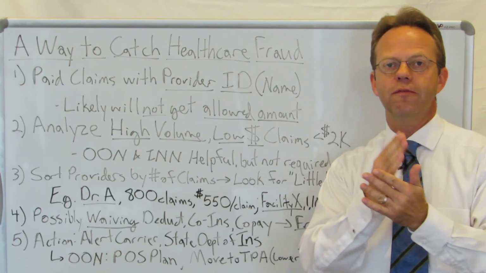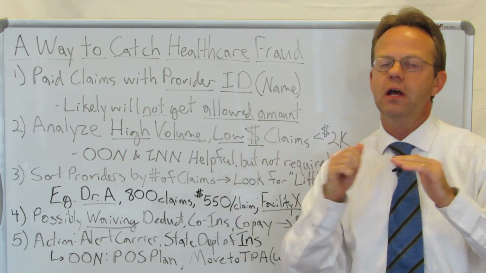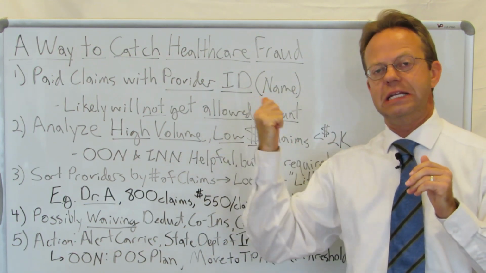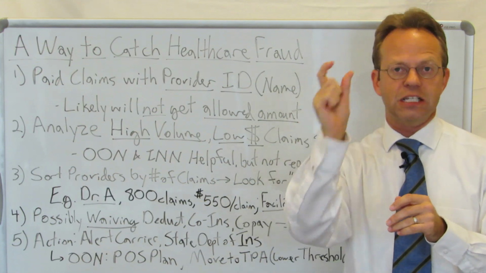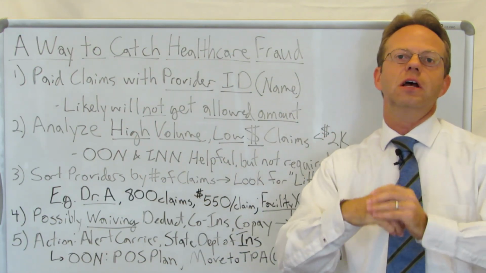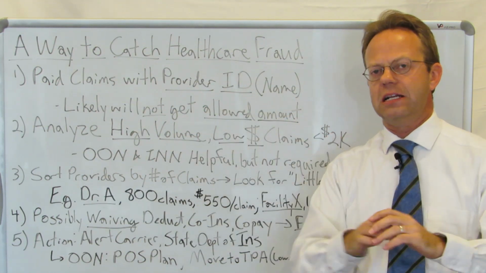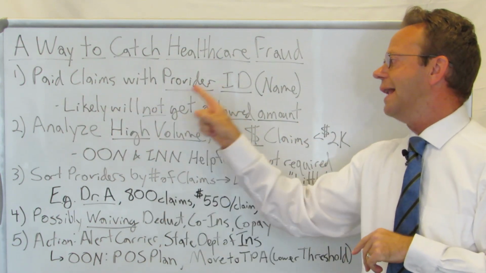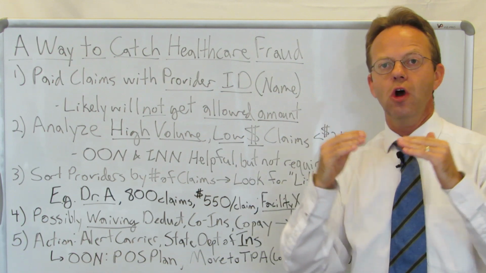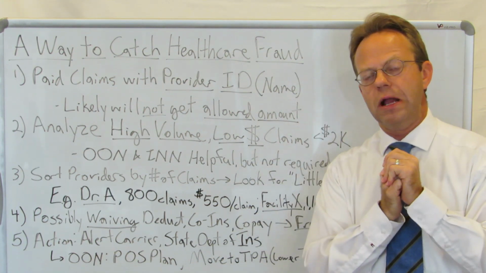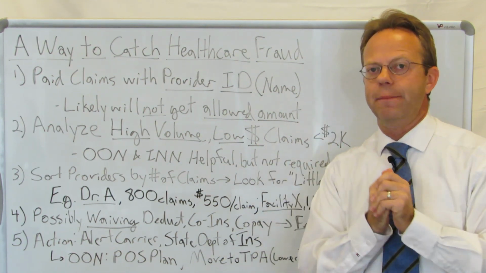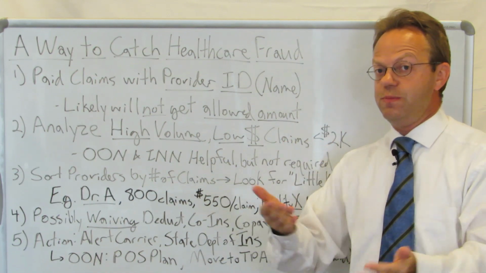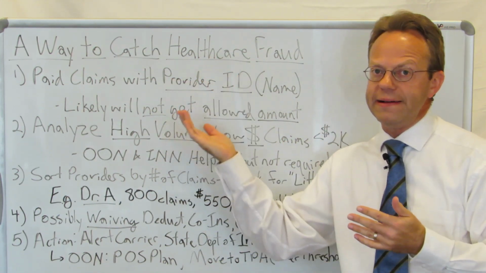Okay, so every UB04 and HIPAA 1500 has to have the tax ID on it, so you can actually get a claims file that says Hospital A, Dr. X, the XYZ clinic or practice. You can actually get it by provider name. You likely will not get the allowed amount. In other words, what the contracted negotiated rate is between the insurance carrier and that particular provider. And the reason for that is because that's their quote-unquote proprietary contracted rate.